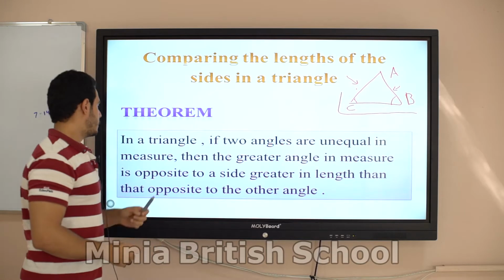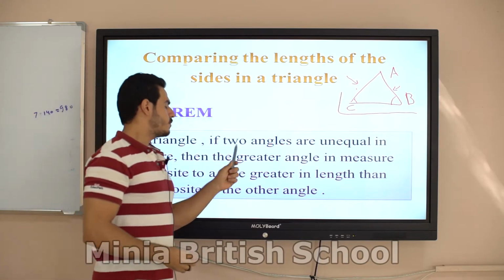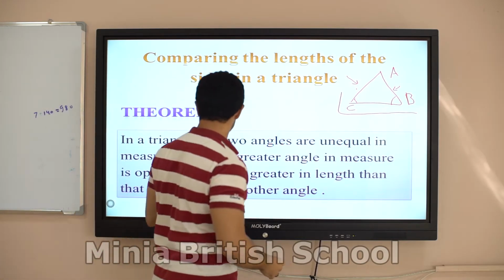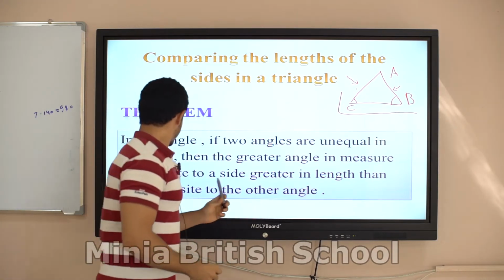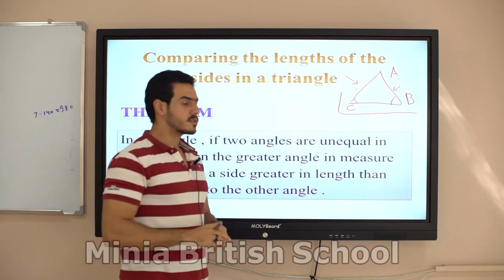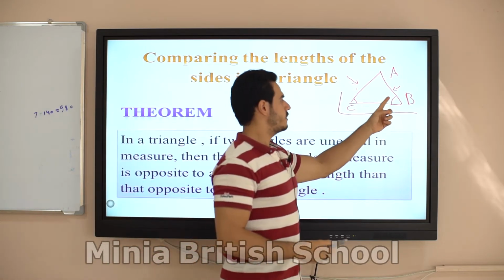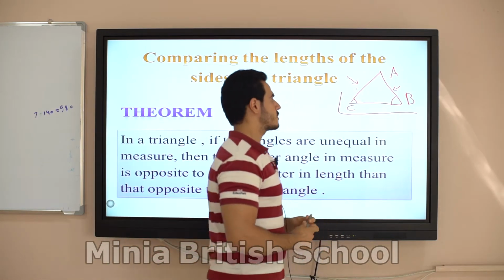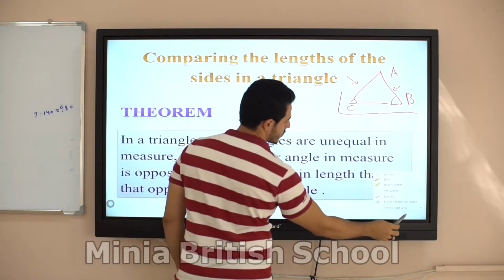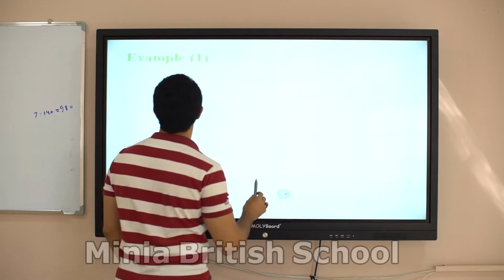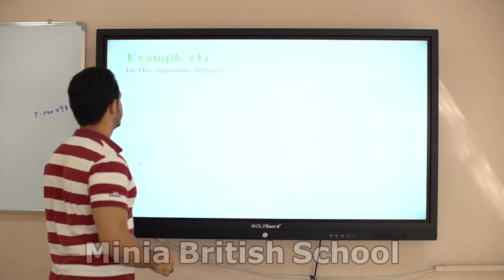Theorem in a triangle: if two angles are unequal in measure, then the greater angle in measure is opposite to the greater side. The greater angle is opposite to the greater side, and the smaller angle is opposite to the smaller side. Let's take an exercise.